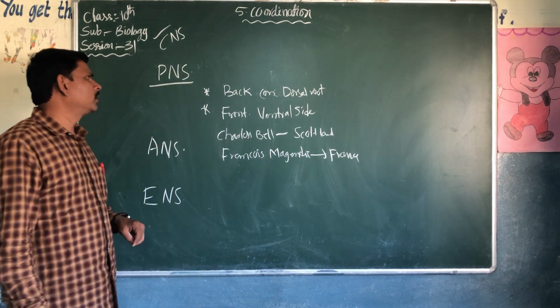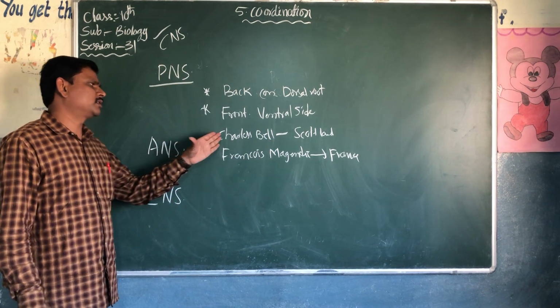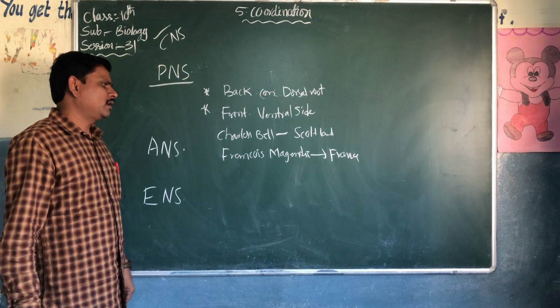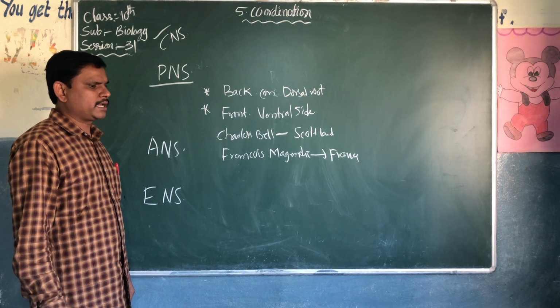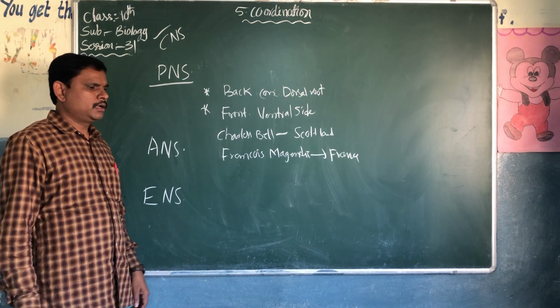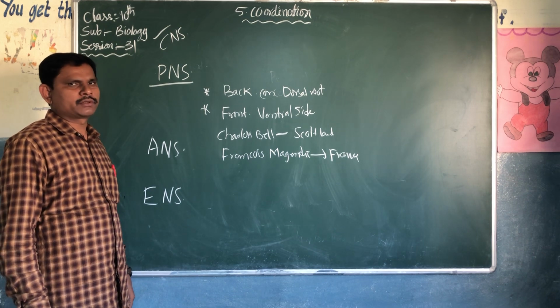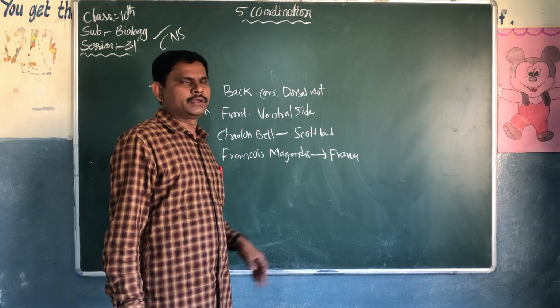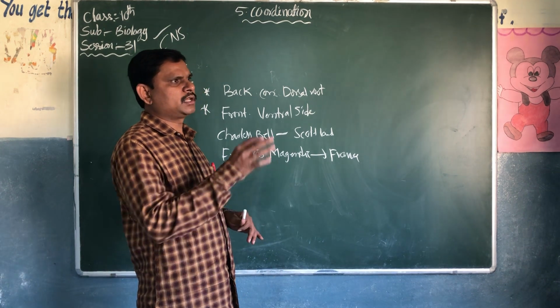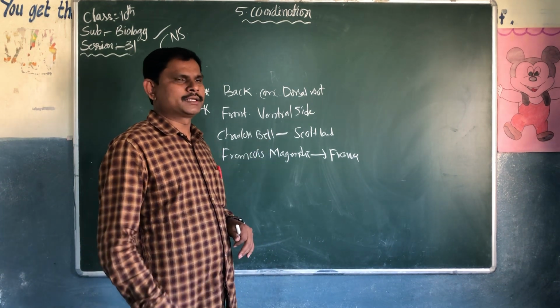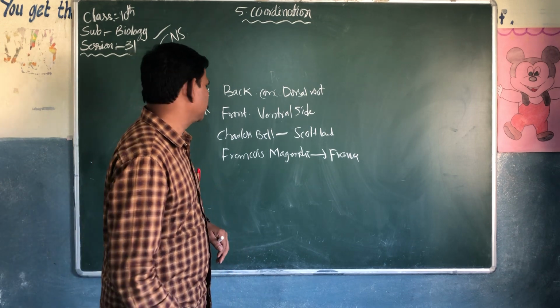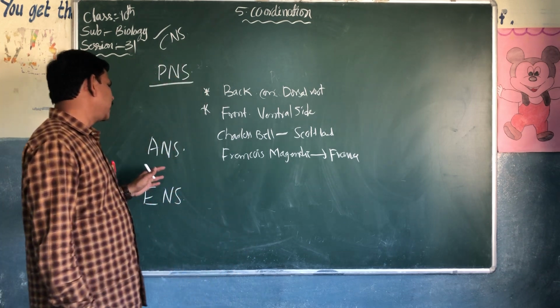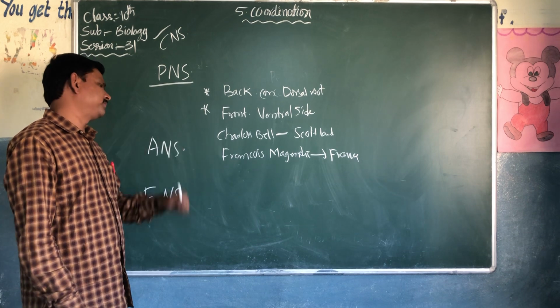This is about the PNS. The ones who discovered it were Charles Bell of Scotland and Francois Magendie. There are some small diagrams given in your textbook. Sometimes they will ask for this diagram, the peripheral nervous system. Please draw the diagram and label the parts. Peripheral nervous system. So the next one is the autonomous nervous system.